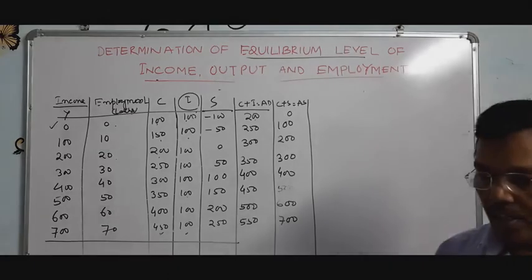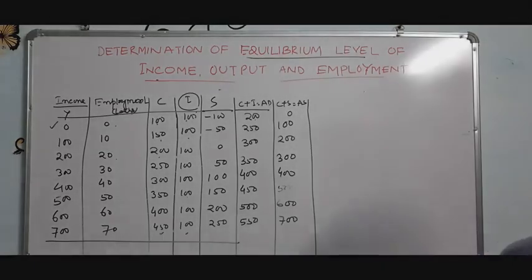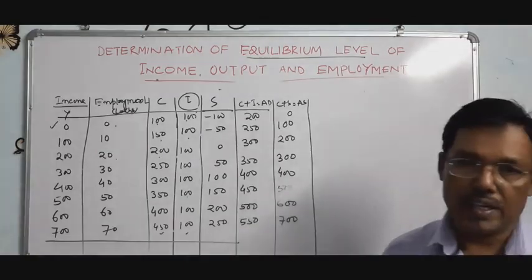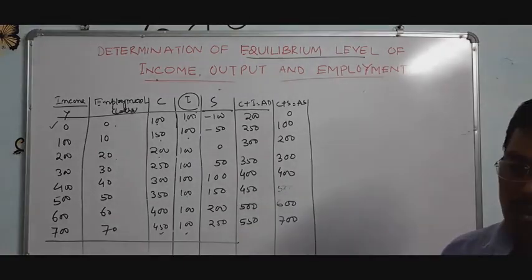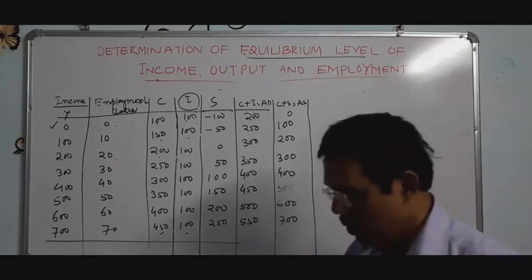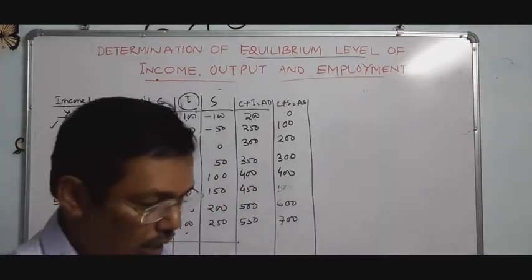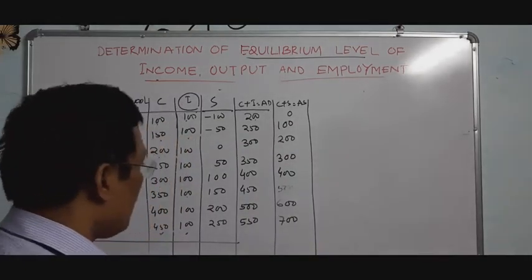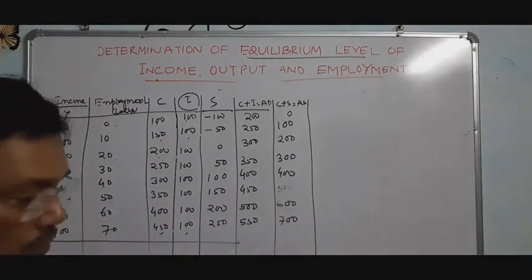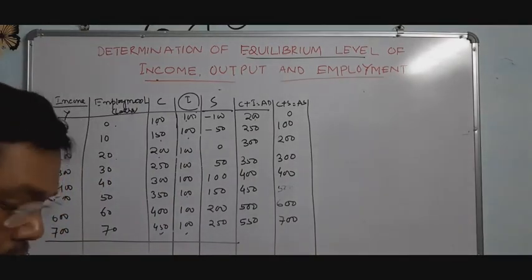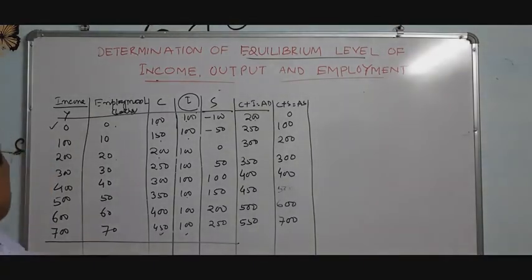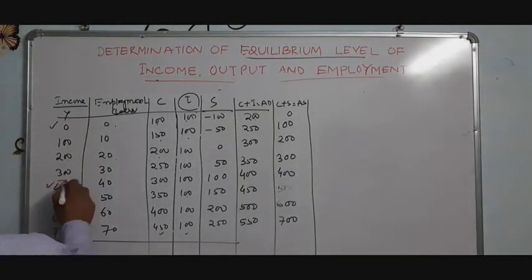Now we will find out the equilibrium by taking the aggregate demand curve and aggregate supply curve, where AD and AS will be equal. Come to our table. At what point is aggregate demand equal to aggregate supply? See it here. Can you say at what level of income aggregate demand equals aggregate supply? This is the 400 level.